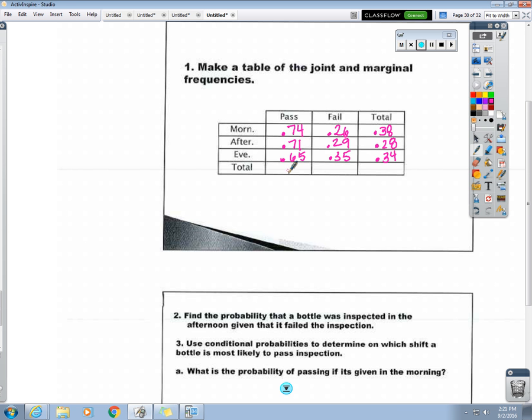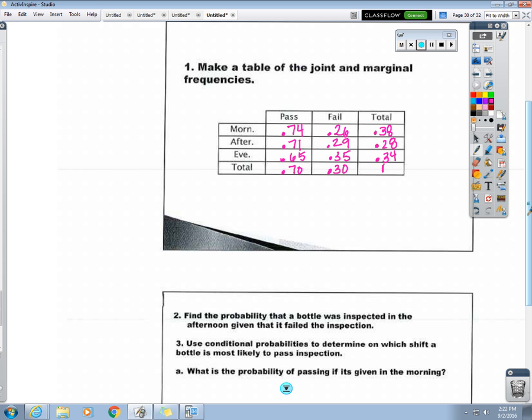Alright, so how do you think I find this total of pass? What percentage of the tests passed in the day? 35 divided by 50, which is 0.7. Wasn't that the same thing as 0.70, 70%? So what percent of them failed if 70% of them passed? 0.30. And then in this total, think about it. Wouldn't it just be 50 out of 50, so 1? If that adds up to 1 and that adds up to 1?